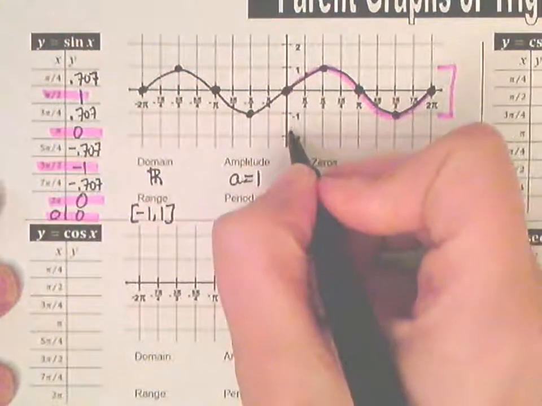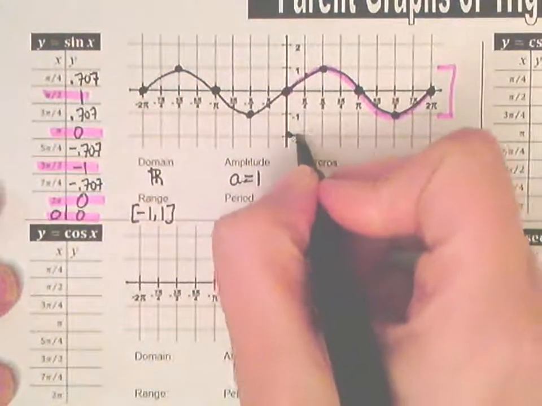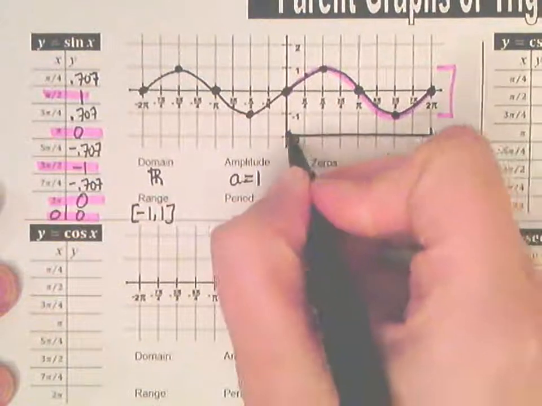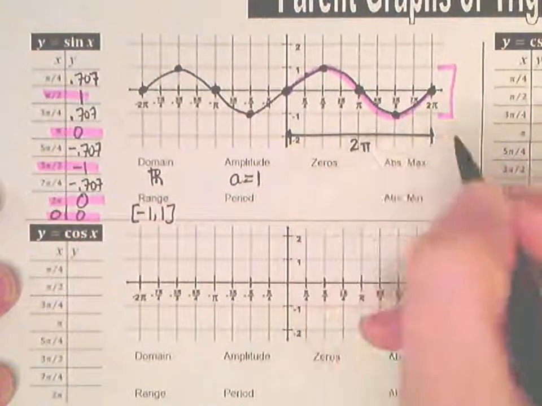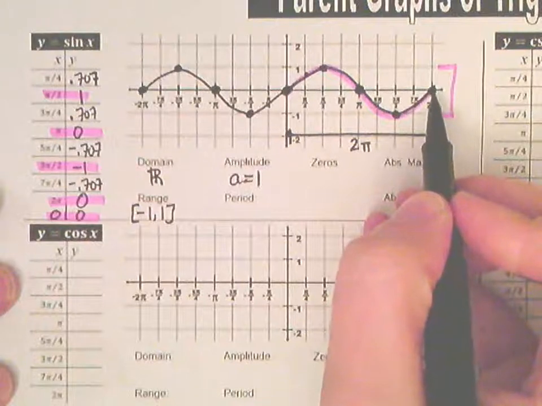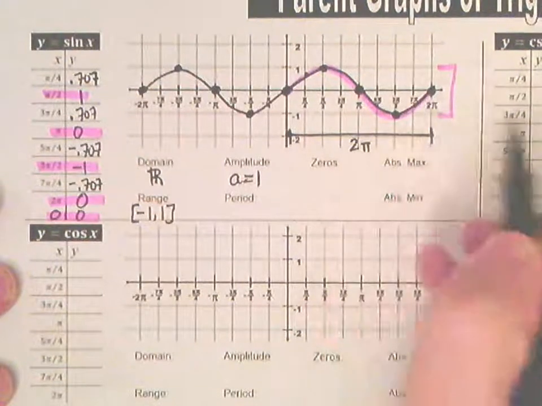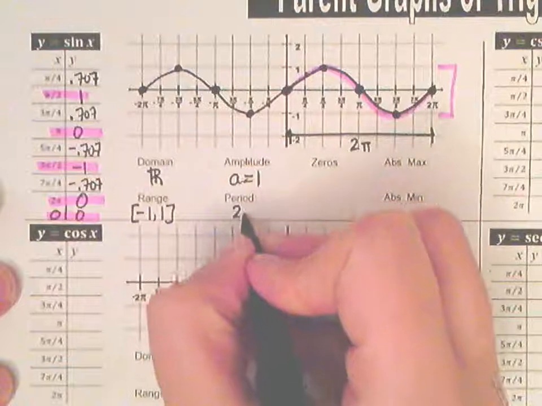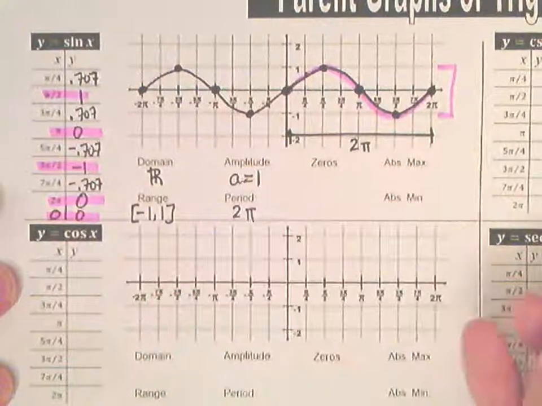So our period changes every 2 pi. So from 0 to 2 pi, it is one period. And then after that, it just starts repeating. So our period is going to be 2 pi.